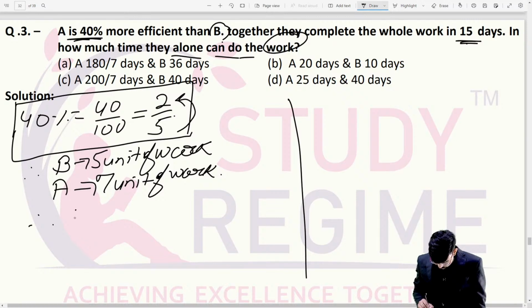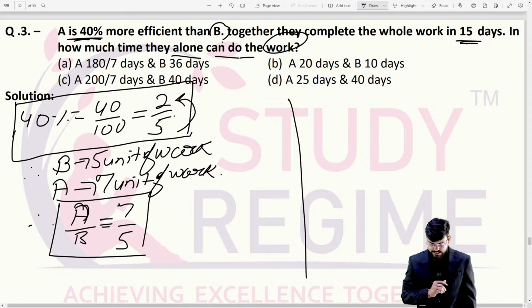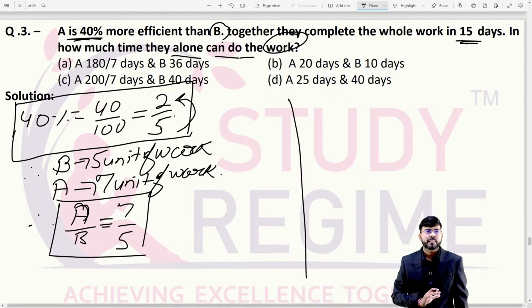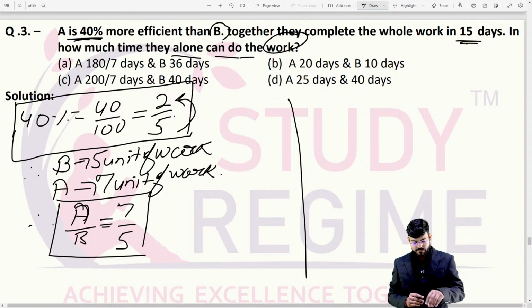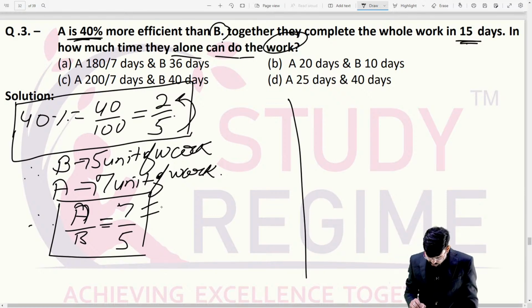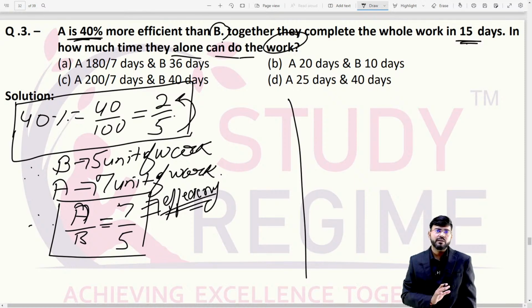Therefore, the ratio of A to B is equal to 7 upon 5. Got it? Very easy. It is given that A is 40% more efficient than B. So, I have written 40% as a fraction, 2 by 5. Since B is doing 5 units of work, A is doing 7 units of work. Now, this is the ratio of their efficiency, since A is doing 7 units of work and B is doing 5 units of work.